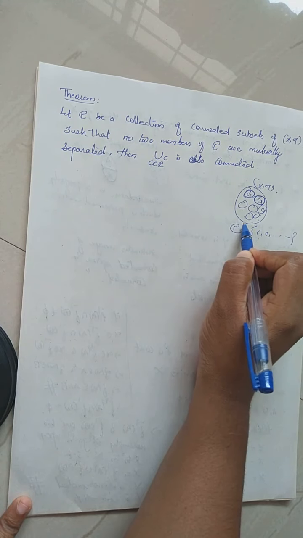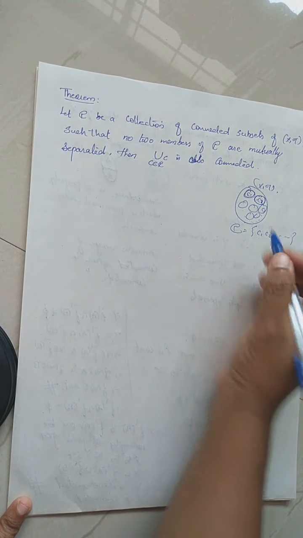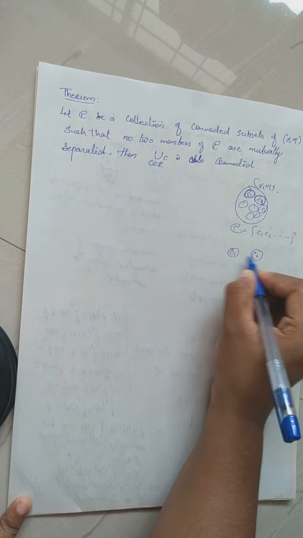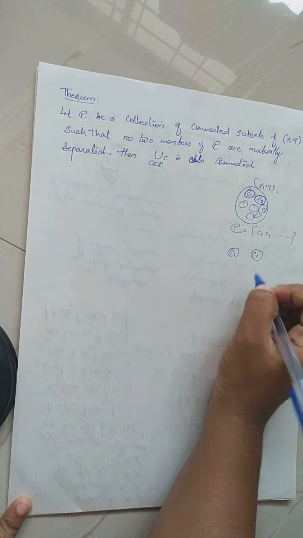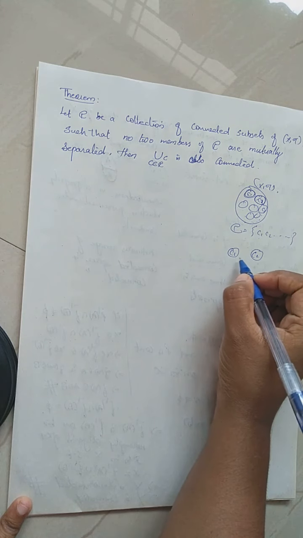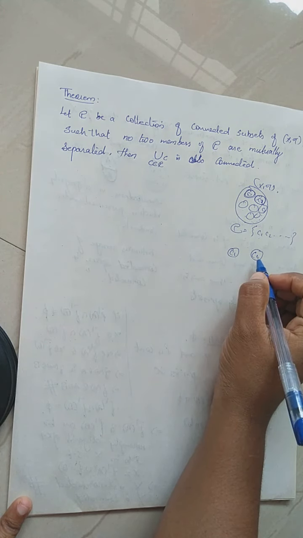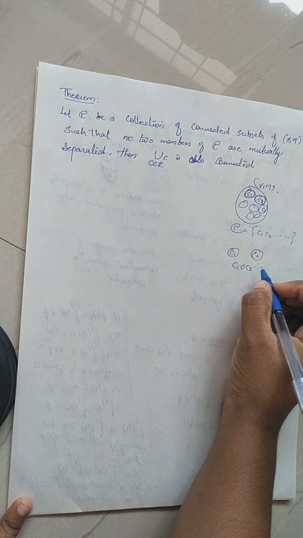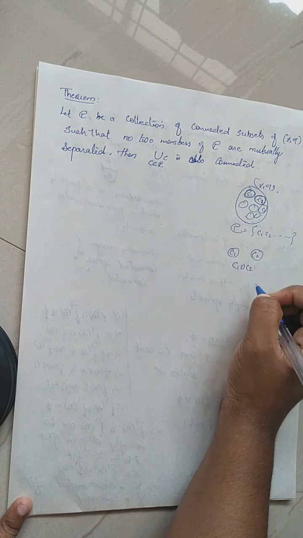Is it possible? No. Because when C1 and C2 are completely mutually separated, they have no common elements, there is a gap between them. Then how can we say that their union is connected? Suppose C1 and C2 are mutually separated sets, then C1 union C2 cannot be a connected set, right?